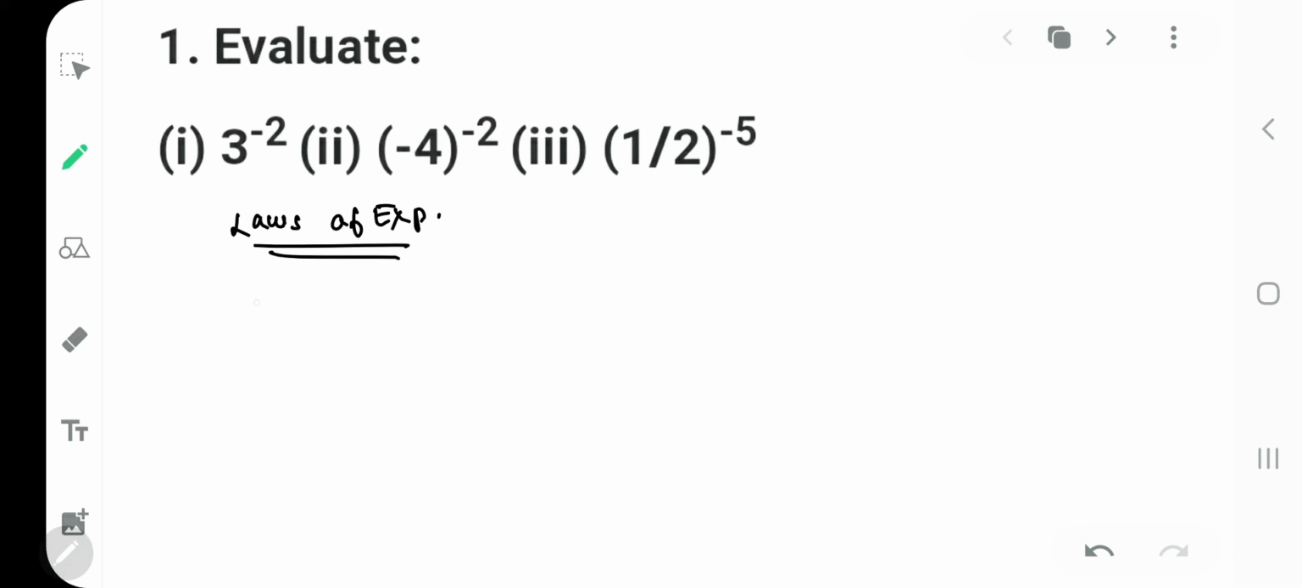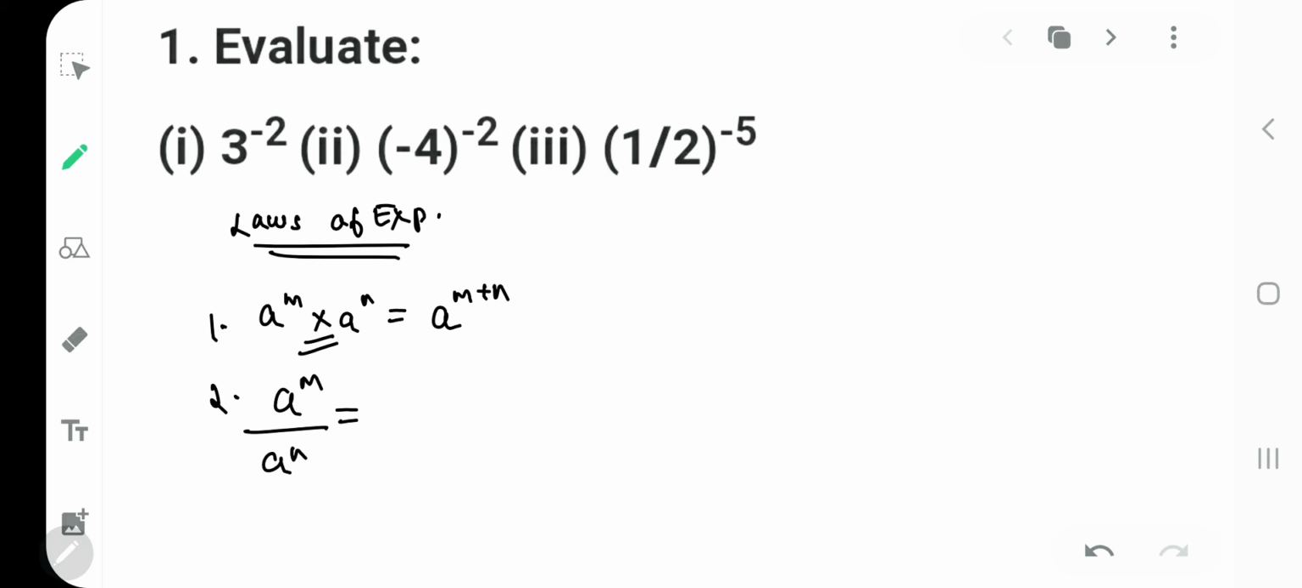Now, laws of exponents. If I give you a^m into a^n, if you have multiplication in between and the base is same, then the exponents will be added. If I give you a^m upon a^n, if there is division, the bases are same, exponents are different, that will be subtracted. If I suppose have (a^m)^n, outside, so that means it is in multiplication.